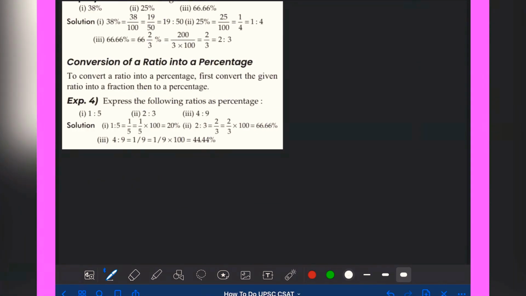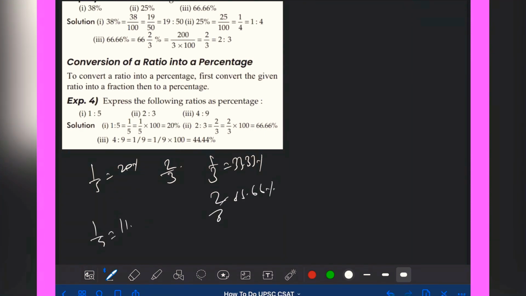Then there is conversion of ratio into percentage. We know 1 by 5 is 20%, 1 by 3 is 33.33%, so 2 by 3 is 66.66%, then 1 by 9 is 11.11%, so 4 by 9 is equal to 44.44%. There are a few such conversions you need to remember, and this will help you solve problems easily and in less time.